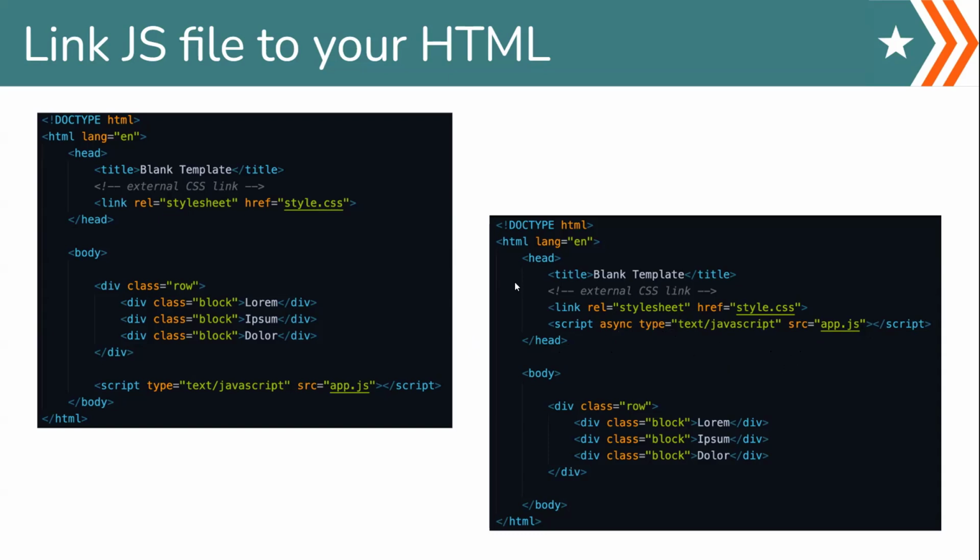The first one is going to be a type, very similar to how the link had a relationship attribute. It's something very similar to that, right? You're just declaring what type of script this is, right? You're saying it's text/javascript.